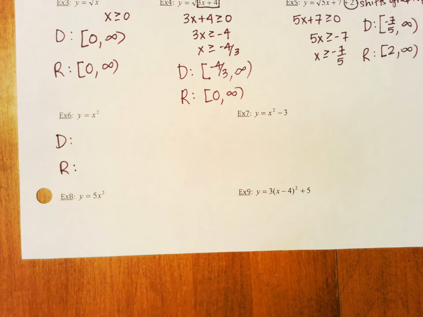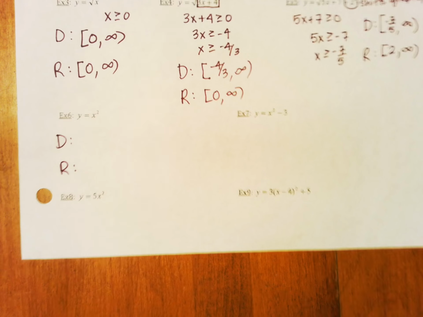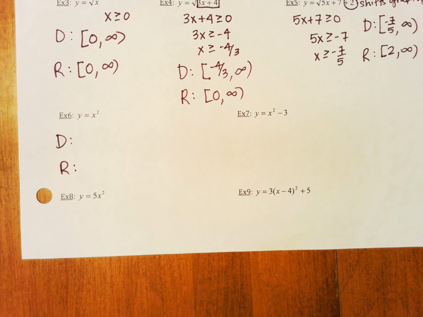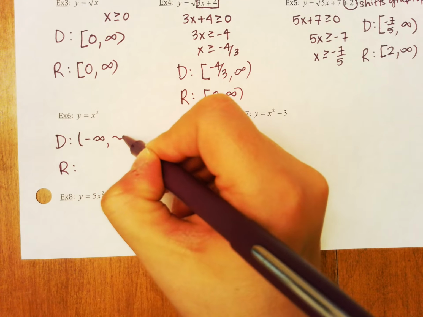So we're going to analyze the domain and range for each of these. So let's start thinking about what values can I plug into this function. Well, what kind of issues do I have? Do I have a denominator? Nope. Do I have a square root? Nope. So our domain, since I don't have any rules that I'm breaking, is going to be negative infinity to infinity.